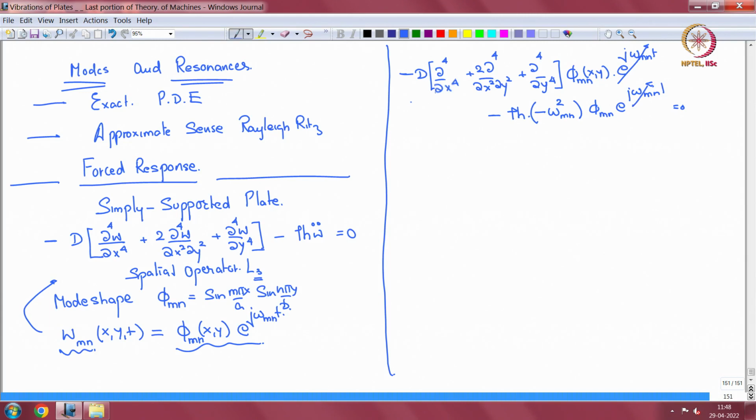Okay. So if I consider this as the L3 operator, why L3? Because it is in the alpha 3 direction, or W is in that direction. It is about the Z directional response. So this L3 acting on phi mn becomes equal to minus rho h omega square mn phi mn.